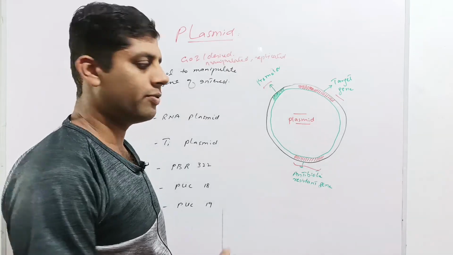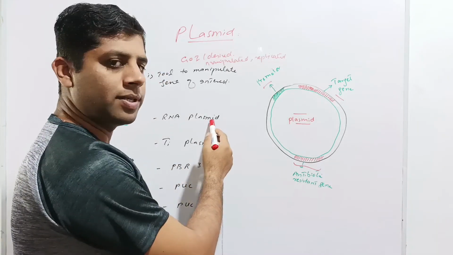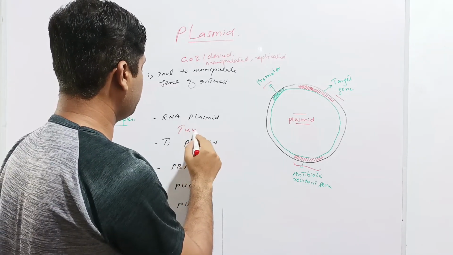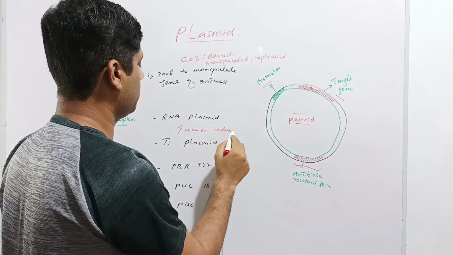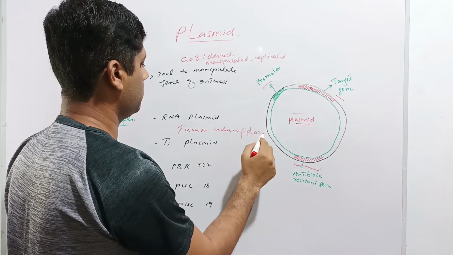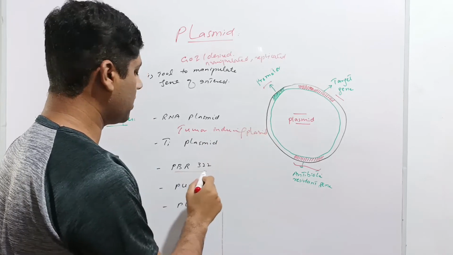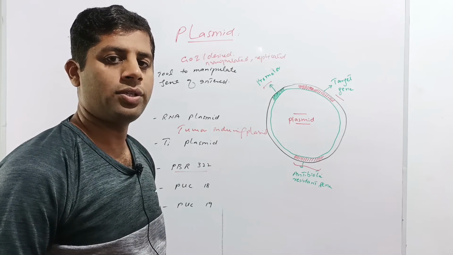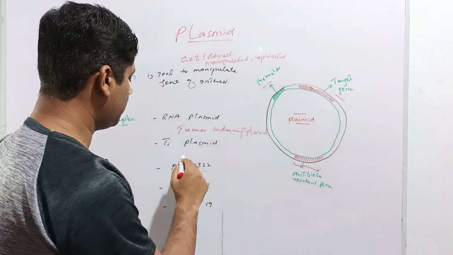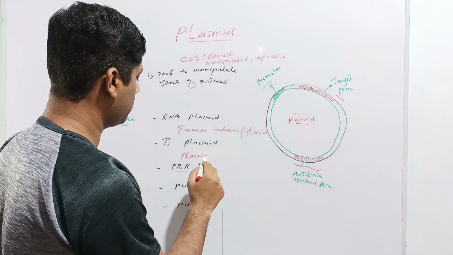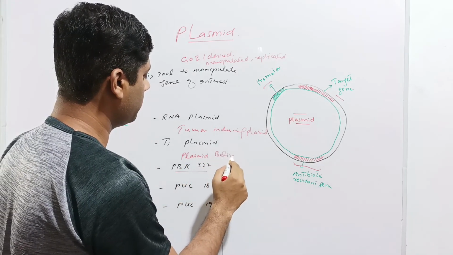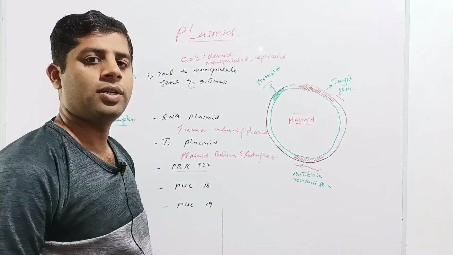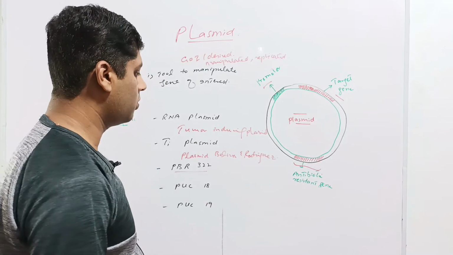And finally, the examples of the plasmids. The RNA plasmid, the TI plasmid. TI means tumor inducing plasmid. pBR322 is a notorious and common plasmid used in genetic engineering and biotechnology. pBR means Plasmid Bolivar and Rodriguez. It's named after the scientists Bolivar and Rodriguez.